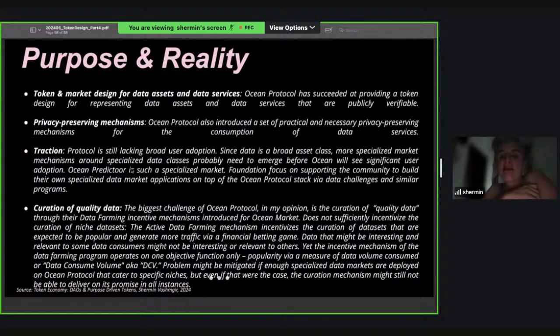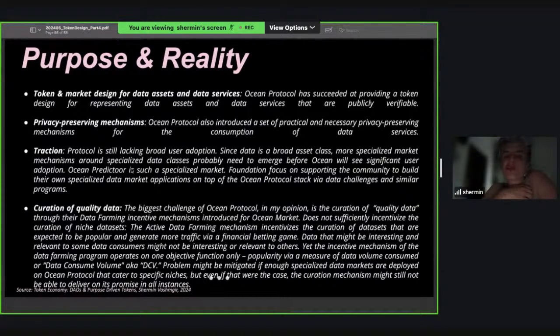The foundation is currently focusing, or at the time of the interview, end of last year, was focusing on supporting the community to build more specialized data market applications on top of Ocean Protocol to mitigate this challenge of lack of traction, right? So they have a great idea, it's very timely, it's well done token-wise, and on the technical level from a privacy-preserving mechanism, but they probably started too general and need to create more specialized marketplaces.